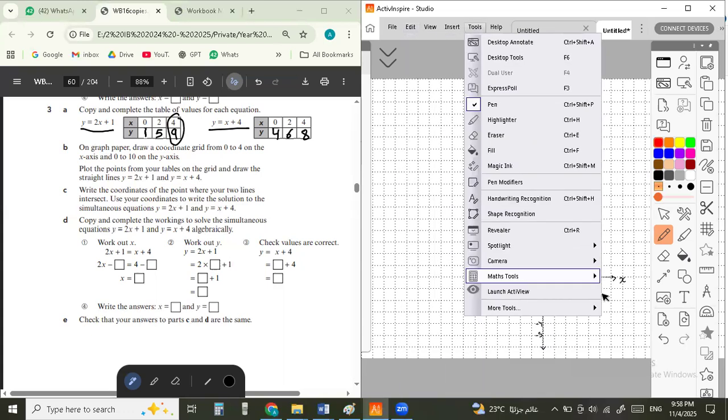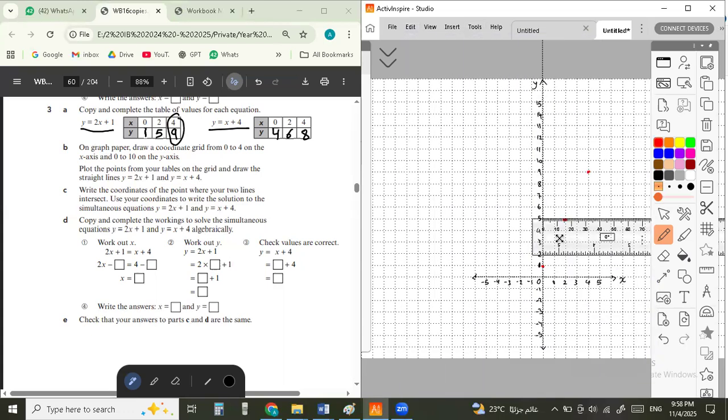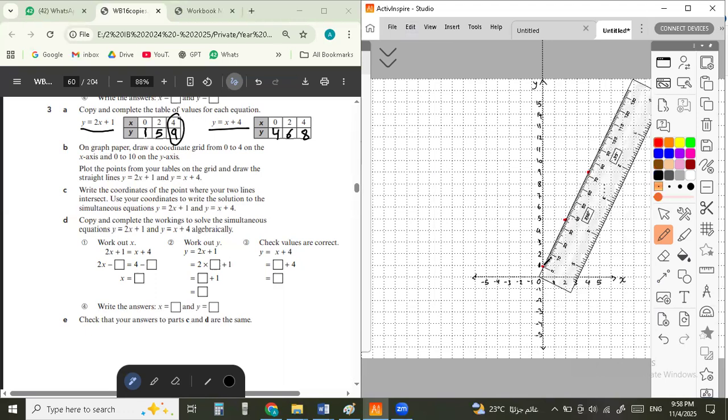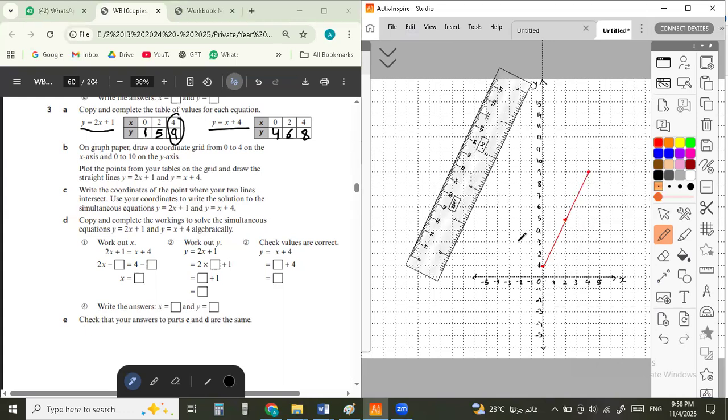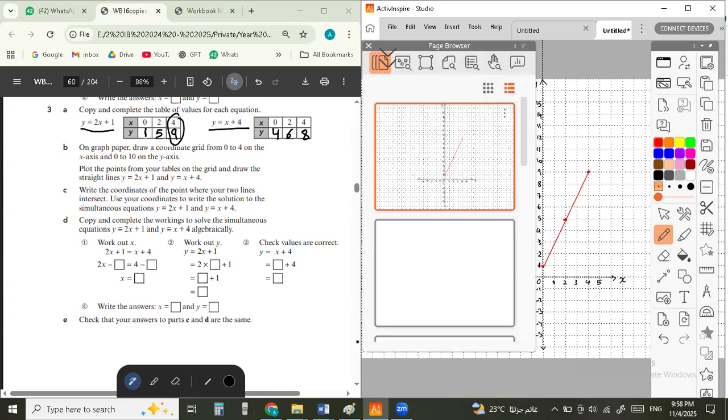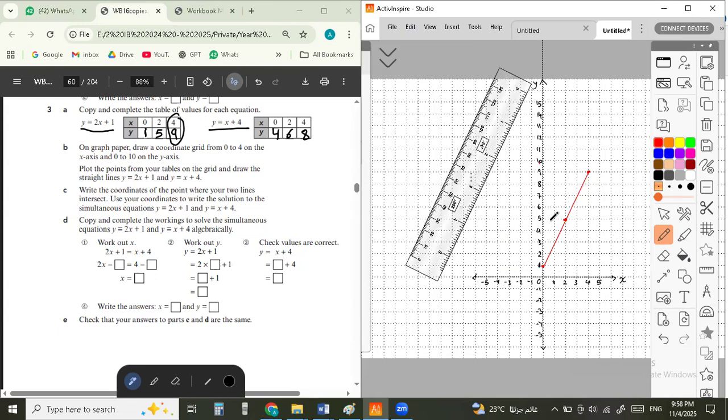Tools, Math Tools, Ruler. Here you go. I'm going to just use this, put it over this one here. And here you go. Connect. And then, by the way, you can keep going up and down. But the other equation that's saying to you, it is 0, 4. Here you go, 0, 4. So here is 0 and then 4.